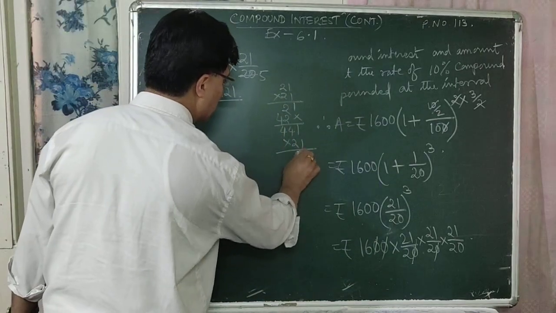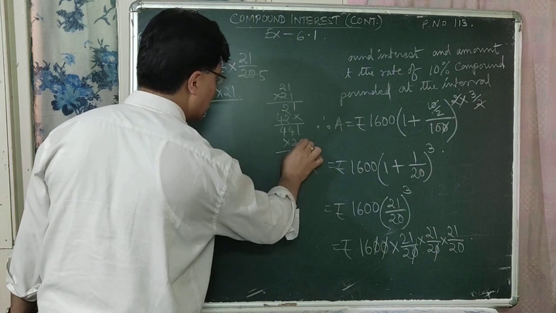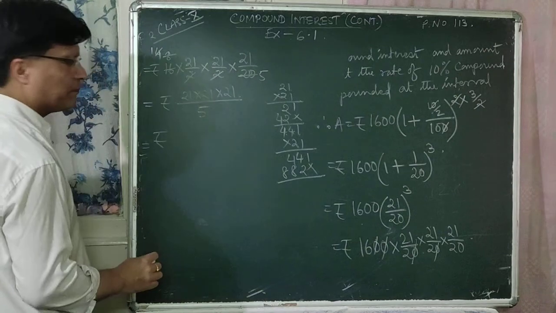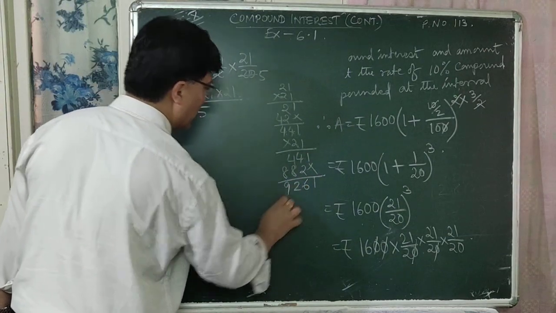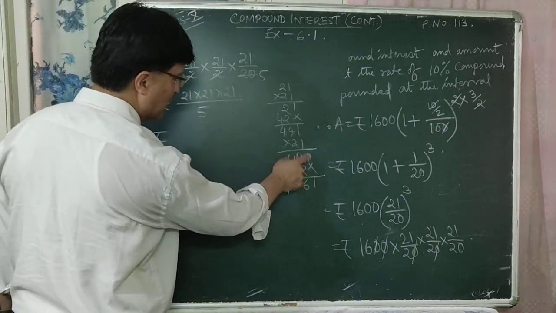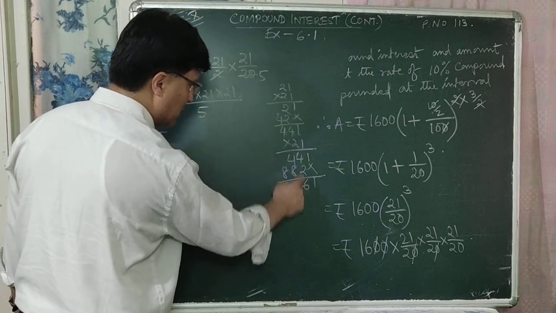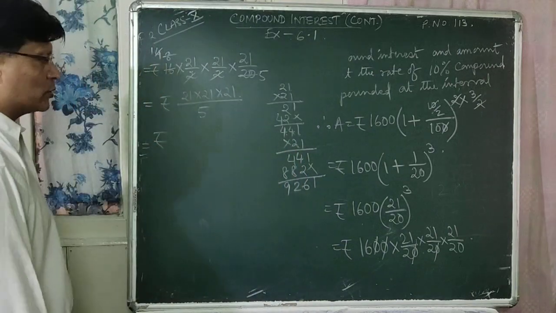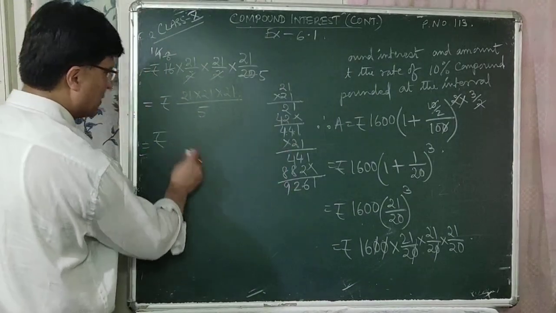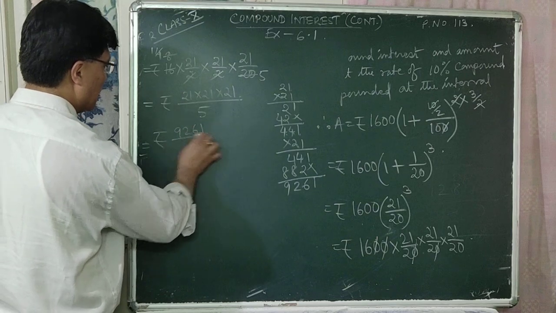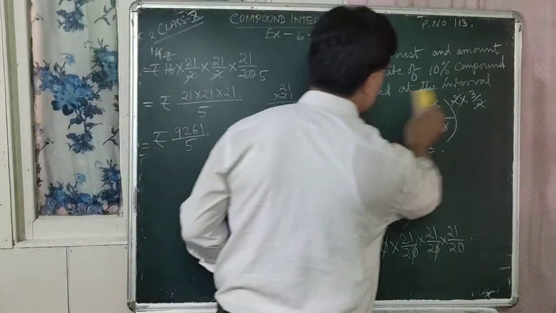1 ones are 1, 1 fours are 4, 1 fours are 4. Cross. 2 ones are 2, 2 fours are 8, again 2 fours are 8. So it is 1, 4 plus 2, 6, 8 plus 4, 12, 2, 1 is 9. Is it correct? So 9, 2, 6, 1. Okay? So here 21 is multiplied thrice, so we get 9261 divided by 5. Is that clear? Now let us divide.